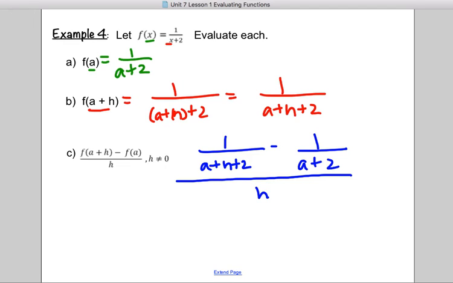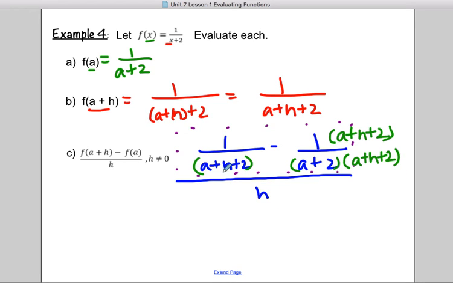So you guys did stuff like this in Pre-Calc 1. You have fractions within fractions. So the first thing I am going to do is keep my focus on this very top fraction. In order to put them together to make one fraction, I'm going to get a common denominator. This one has an a plus h plus 2. This one does not, so I'm going to take the top times a plus h plus 2, and in order to get my common denominator, I also must do it to the bottom.